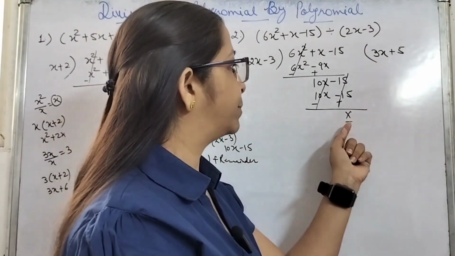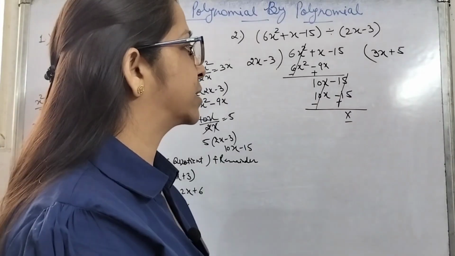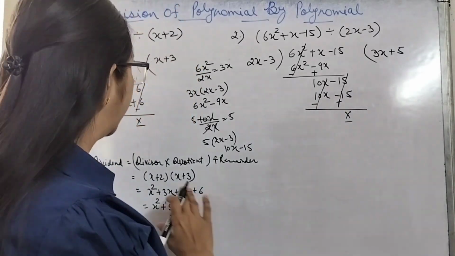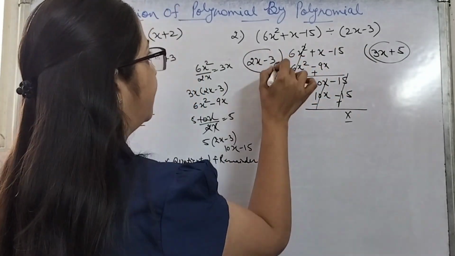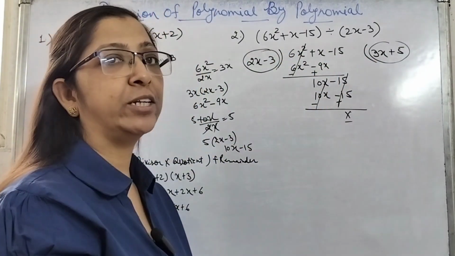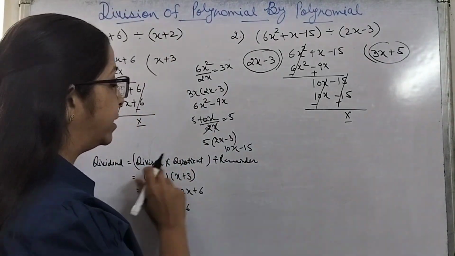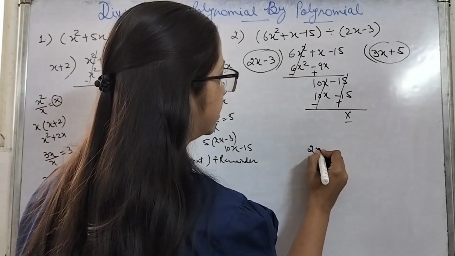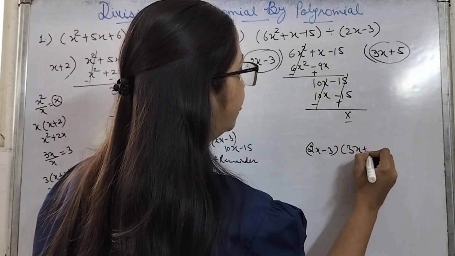It is not always compulsory that the remainder will be 0. But in this case, your remainder is coming equal to 0. So again, we can check by multiplying the quotient and divisor, whether it is coming equal to your dividend or not. So we have taken the RHS part over here again. The divisor is 2x minus 3 and the quotient is 3x plus 5.